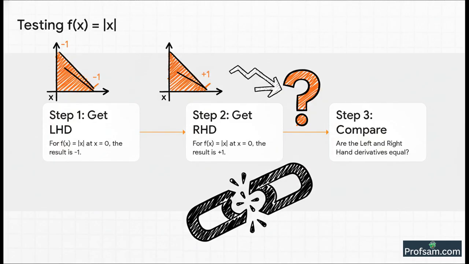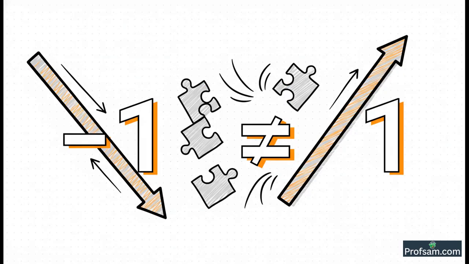x equals 0. Step 1. We calculate the LHD. That line coming down from the left has a slope of -1. Okay. Step 2. We calculate the RHD. That line going up on the right has a slope of +1. Got it. Final step. Let's compare those two numbers. And what do we see?